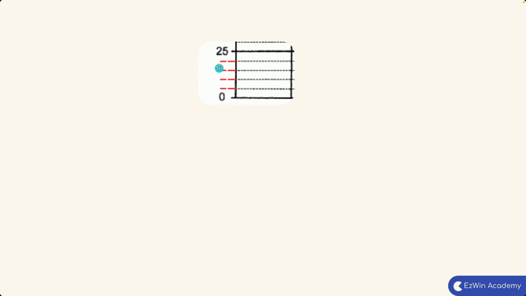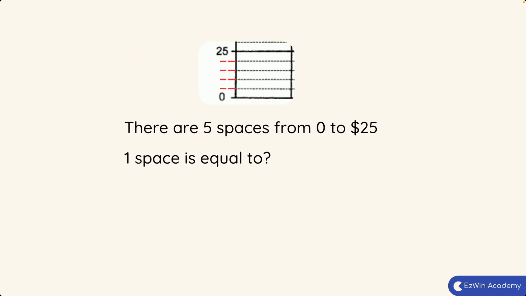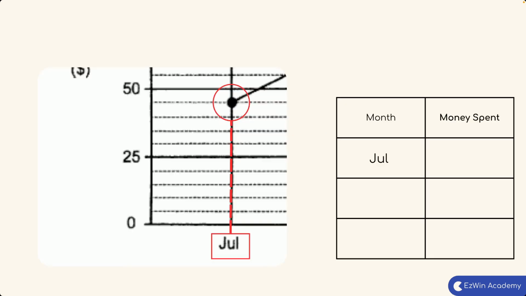So the thing is, from 0 to 25, there is 5 spaces. Then the thing is, how much is one space equal to? So if you were to just put it to 5 spaces equal to $25, then one space is equal to 25 divided by 5, which is $5. So that means one space is $5. So let's go back to the July, and then we are going to draw the different lines.